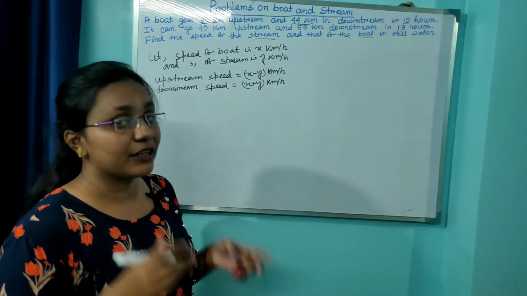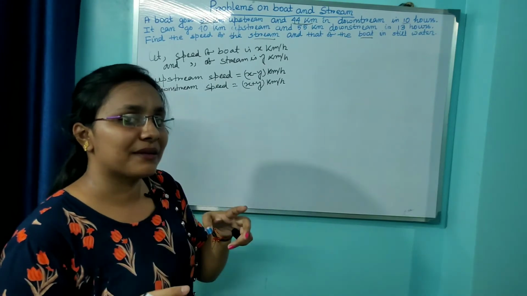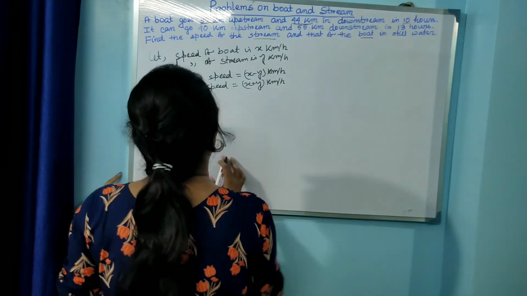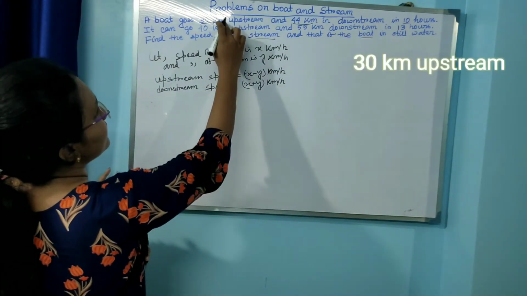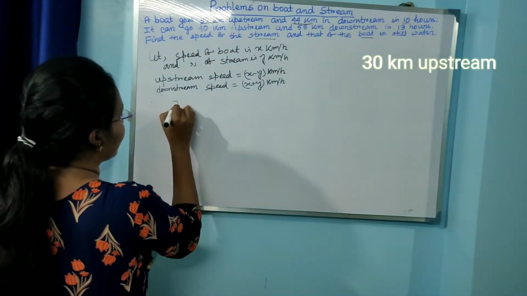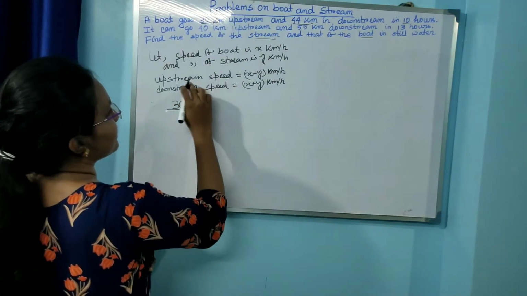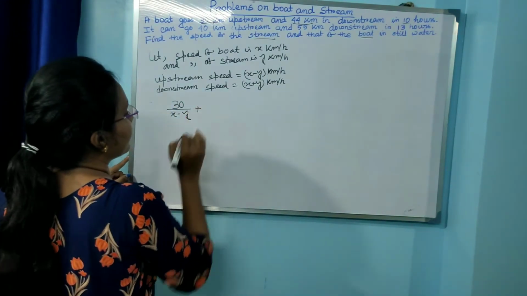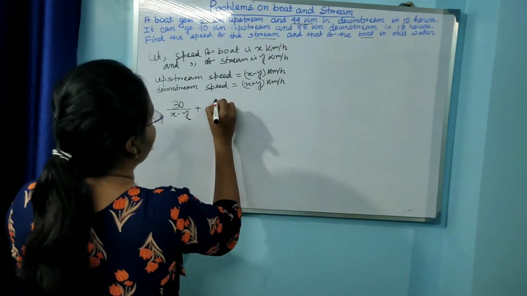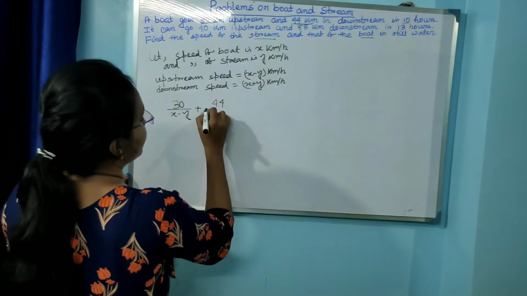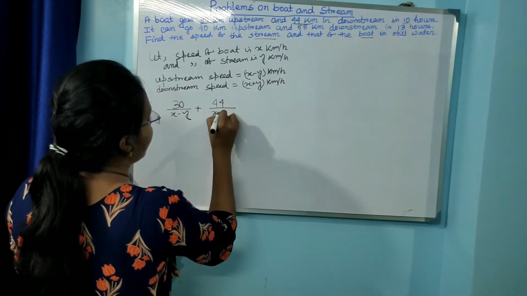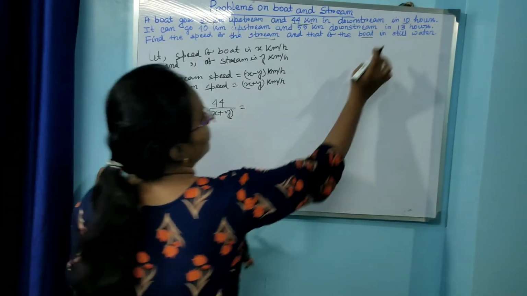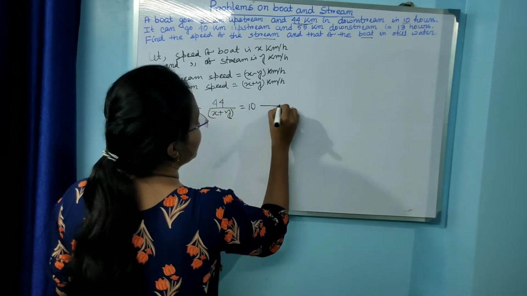Now I have said that if you divide distance by speed, then you can get time, and here the total time upstream and downstream is given. So distance is 30 km upstream. So 30 km is distance, upstream speed is x minus y. This is for upstream, and the time for downstream is 44 km. This is distance, and downstream speed is x plus y, equals to, what is the total time? This is 10. This is one equation.